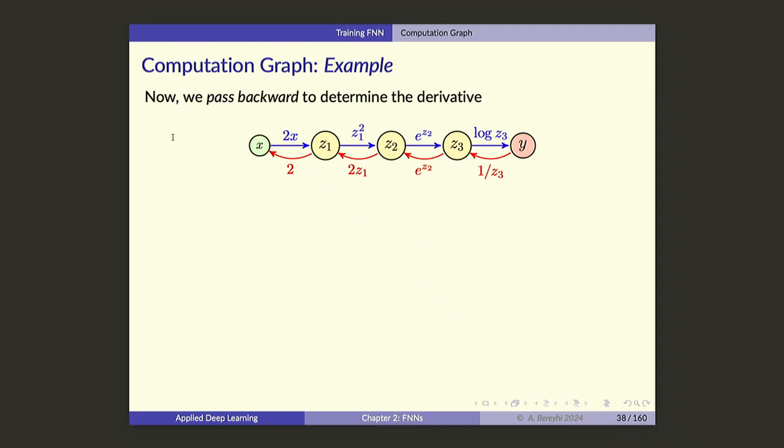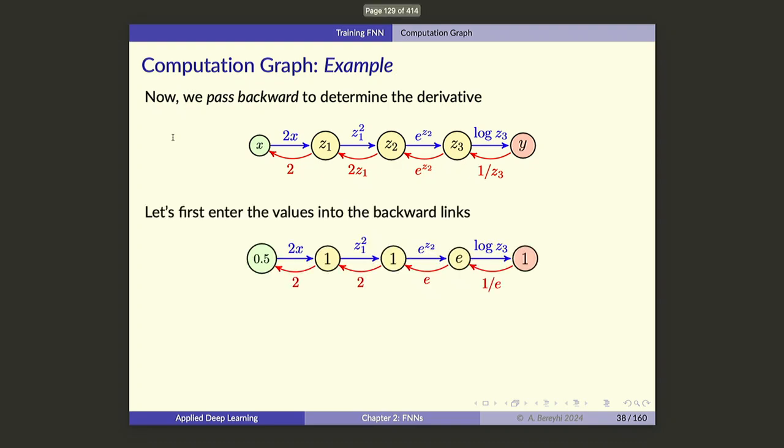Now, if I want to calculate the derivative, what should I do? I should start by just putting those values which I calculated in the forward pass back to these functions, right? For example, if I want to know the derivative with respect to z3, I really need to know what is z3, and then I replace the z3 in this expression. So for the backward pass from z3 to z2, I really need to know what is z2, and then I replace z2 inside that expression.